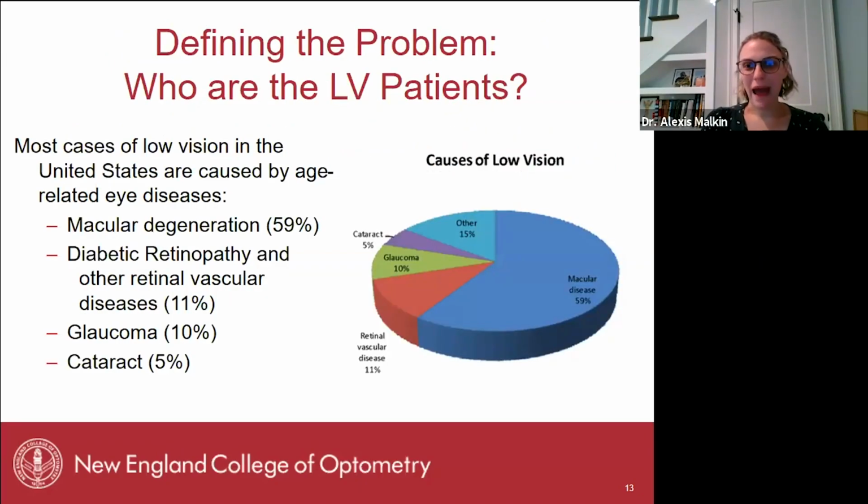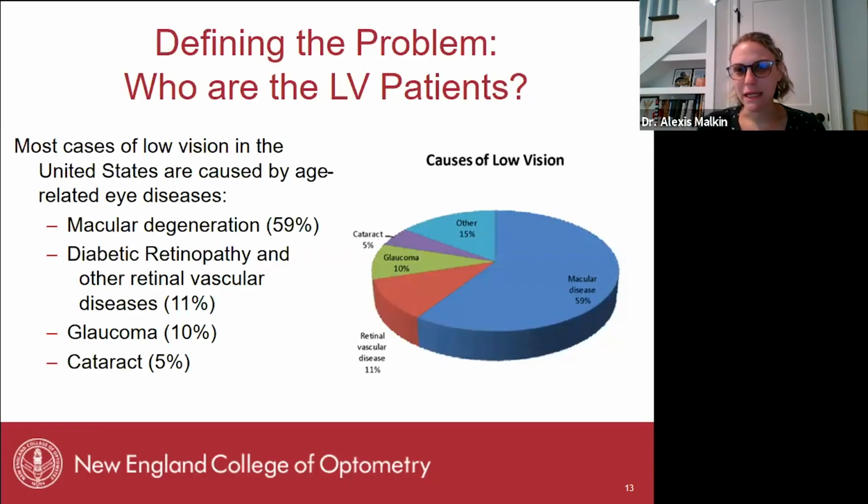So who are the people who have low vision here and that we're seeing in our clinics in the US? This is from a study of about 850 patients who presented for low vision services. And the majority of patients had macular degeneration or some type of macular disease. We also see patients affected with diabetic retinopathy, glaucoma, and cataracts.